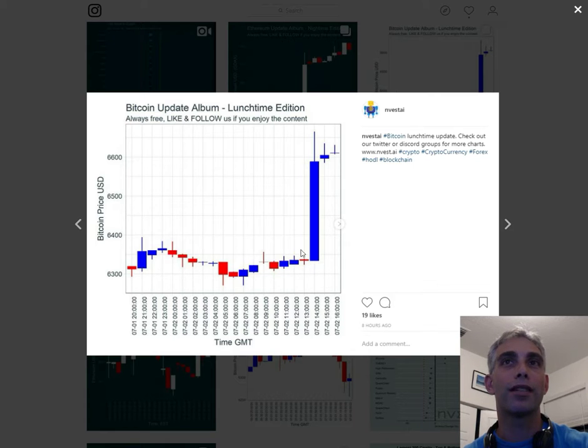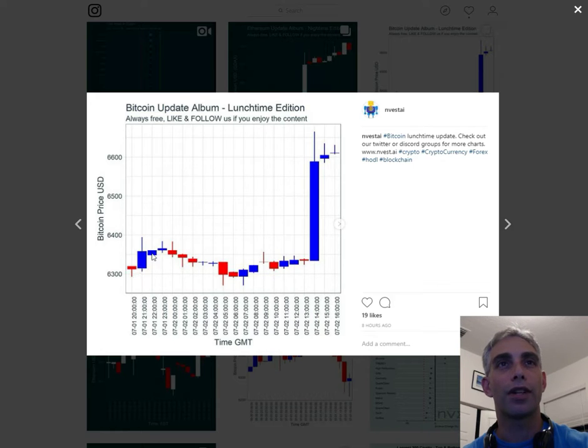I just wanted to give you a little update on the market and also try to explain some of these charts that we're putting out on Twitter and Instagram and Discord, what they really are. So the first chart here is our Bitcoin lunchtime edition chart that we put out every day at lunchtime, and this just shows you the price of Bitcoin in candles, and candles are just a different way of showing prices.